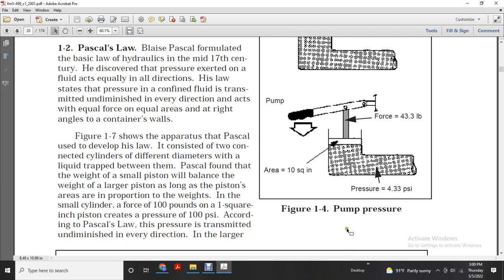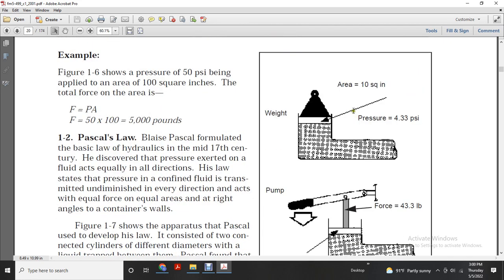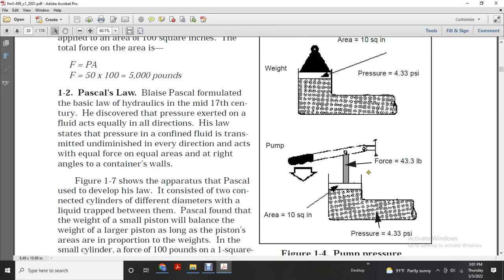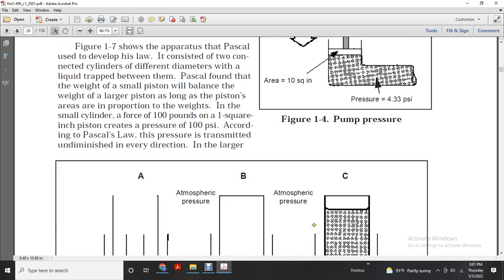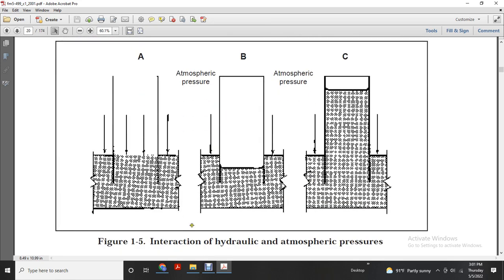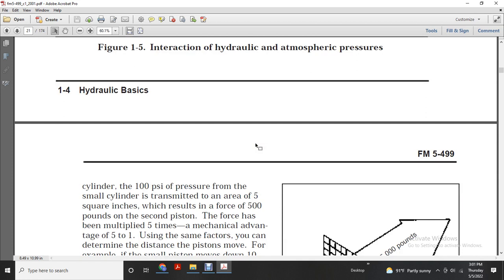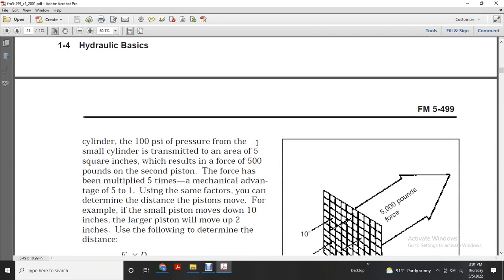The figure shows a pump with a pressure area of 10 square inches, a weight of 4.33 pounds, and a pressure of 4.33 psi. It shows the interaction of hydraulic and atmospheric pressures. Figure 1.4, hydraulic basics: in the enlarged cylinder, the 100 psi pressure of the small cylinder is transmitted to an area of 5 square inches, which results in a force of 500 pounds.